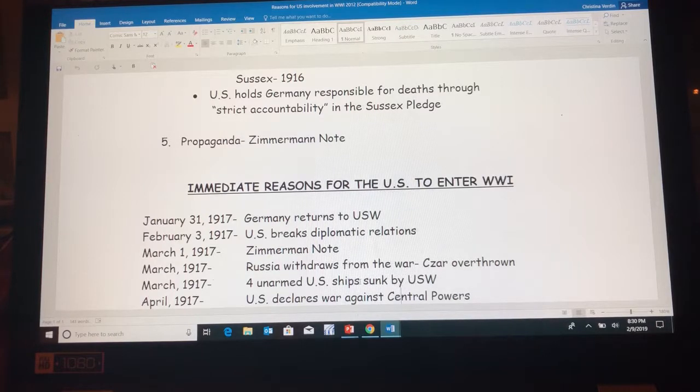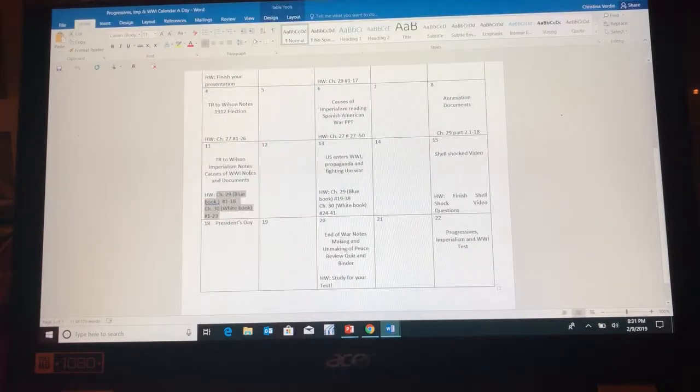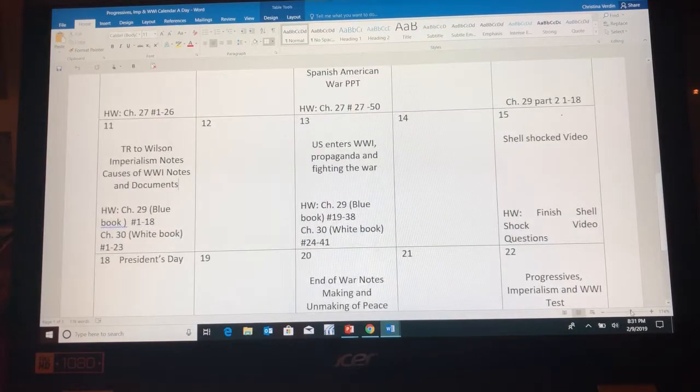Okay, guys, we got through the documents. Hopefully you understand what the reasons are the U.S. got involved. I think, if I look back at my calendar, today, I know we already finished TR to Wilson. We did imperialism notes last time. We just did the causes of World War I notes in the documents. Now y'all have time, because we finished kind of early, to go back and get a book, get the white book, and do some of this work right here for homework. Okay? See y'all soon.